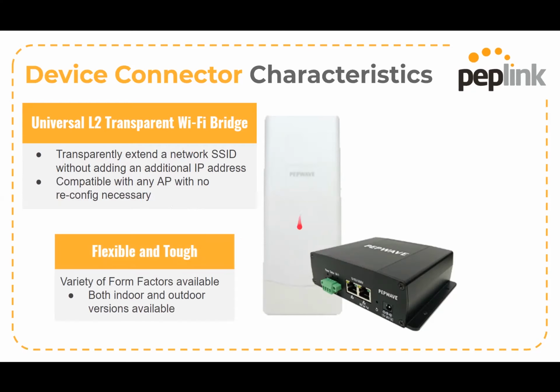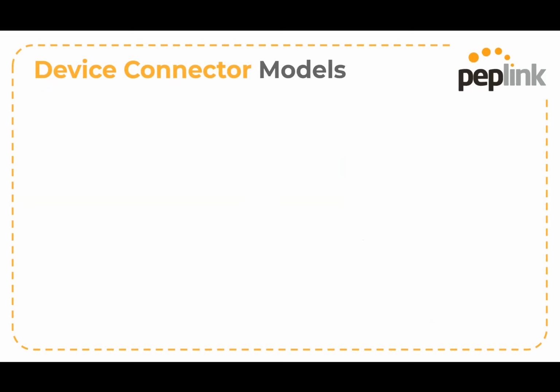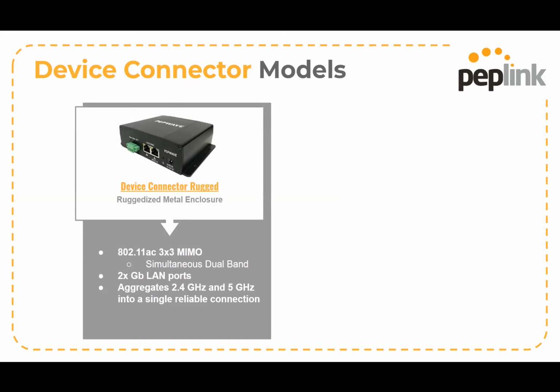And it's flexible and tough. We have outdoor format and indoor industrial formats. And the way we do it is that we combine both radios into a virtual radio, and we shoot all the traffic back. So think of the Device Connector as a small Wi-Fi relay or a very small point-to-point. It's very similar to some third parties who make point-to-point connectors, but ours is on a smaller scale for point-to-point use between networks. Let's look at some of the models. We have the rugged.